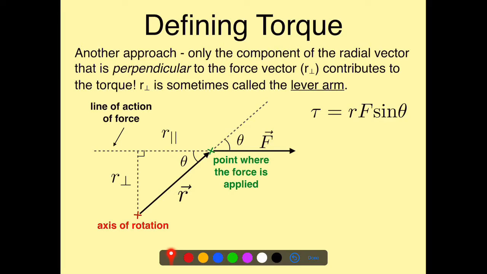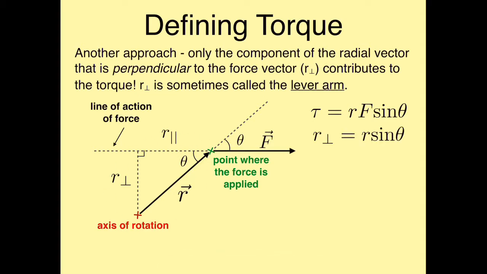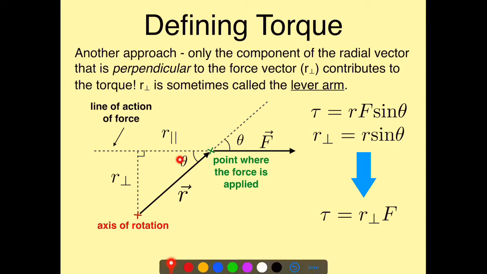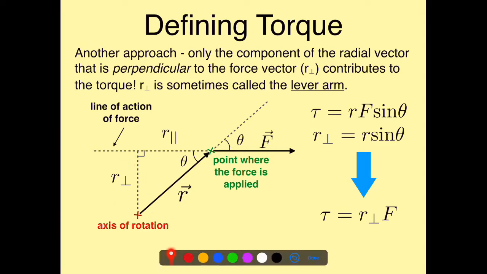So, R perpendicular is the opposite side on this right triangle that we just constructed. Therefore, R perpendicular should be R, the length here, times sine of theta. And notice how in the torque equation, we have R sine theta right here. So we can rewrite the torque equation to say torque is equal to R perpendicular times F. So the point of this is it's only the component of the radial vector that's perpendicular to the force vector that actually contributes to the torque. This component doesn't actually contribute to the torque.